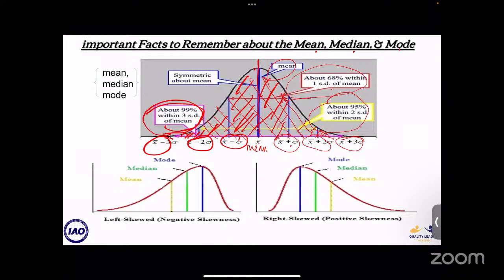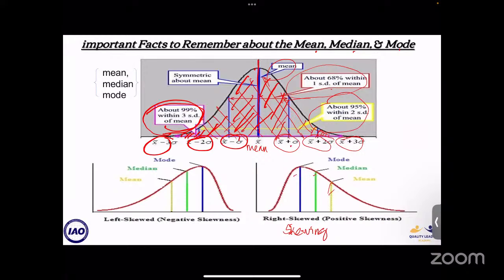What about the skewing? If the distribution shifts to the right or left, we call it skewing. Positive skewing is when the distribution shifts to the right side, while negative skewing is when the distribution shifts to the left side. So what is the relationship between the mean, median, and mode in skewed data? For the normal distribution, the mean, median, and mode are all in the same line in the middle.